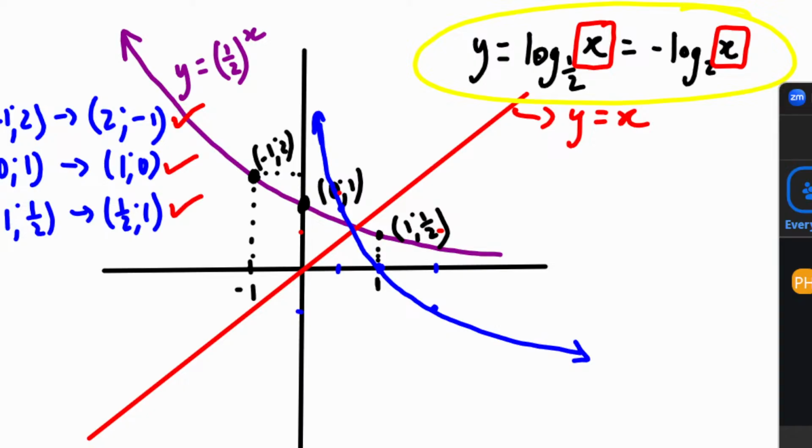So for the log, (1, 0) will always be an x-intercept, yes, because you are substituting 1 in the place of x, and log 1 by definition... You can even punch this in your calculator right now. Log 1 is actually equal to 0. So, yep, whenever you substitute 1 in the log function, you're going to get 0.